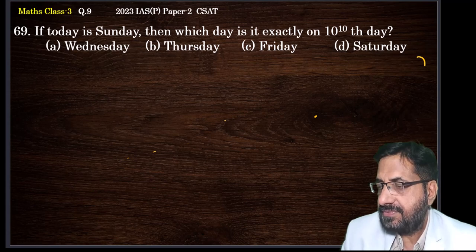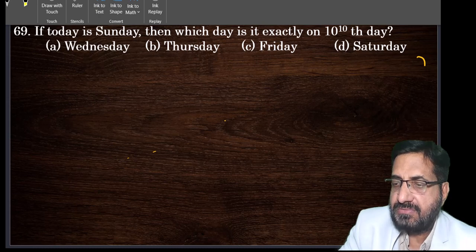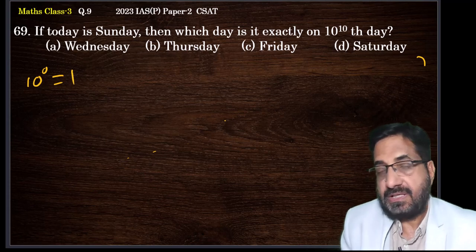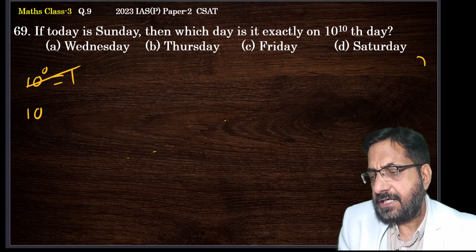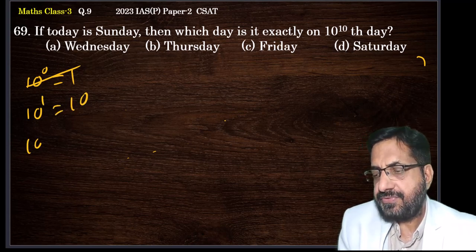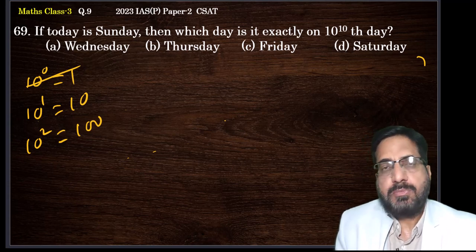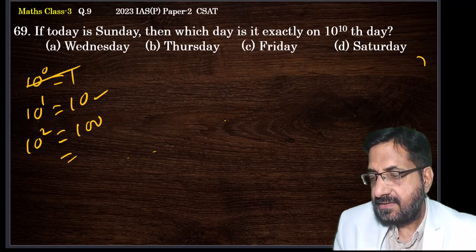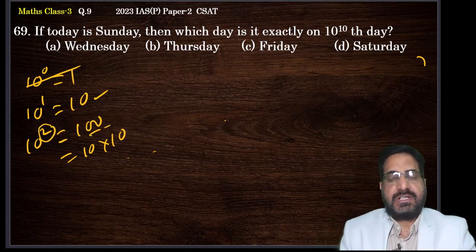What is 10 to the power of 0? 1. Anything raised to 0 is 1 only, so don't consider that right now. 10 to the power of 1 is 10. 10 to the power of 2 is 100. This means 10 multiplied 2 times, because the power, the exponent, is 2. So you get 2 zeros after 1.